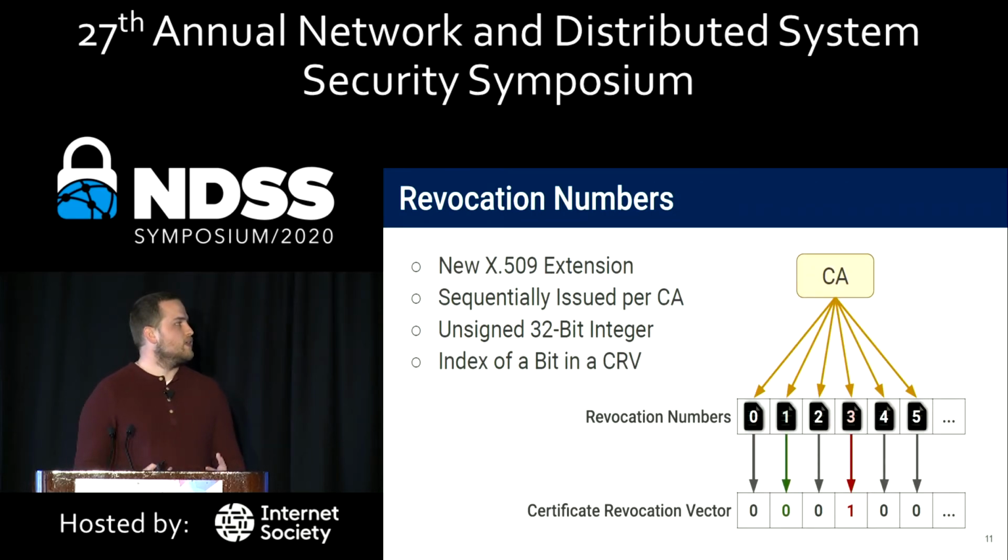We needed a way to map certificates into this bit vector. So we propose adding a new X.509 extension, which we'll call a revocation number, which is an unsigned 32-bit integer that is sequentially issued by each CA. That maps the certificate directly into the CRV. In this instance, the certificate with revocation number 3 would be the revoked one.